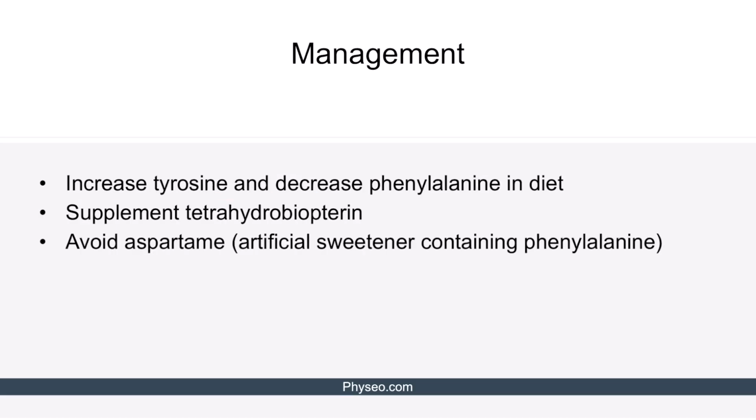Let's now discuss the management of phenylketonuria. The patient should increase tyrosine content and decrease phenylalanine content in their diet. Tetrahydrobiopterin should be supplemented as well. Tetrahydrobiopterin is the cofactor for phenylalanine hydroxylase. Therefore, by supplementing tetrahydrobiopterin, we will increase phenylalanine conversion to tyrosine. Additionally, patients should avoid aspartame, which is an artificial sweetener containing phenylalanine.